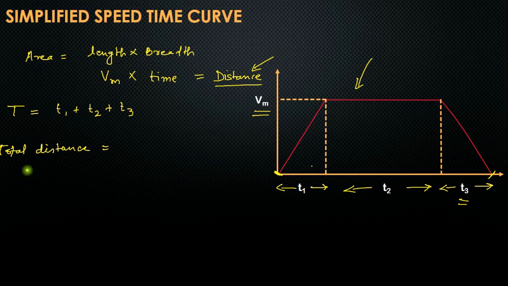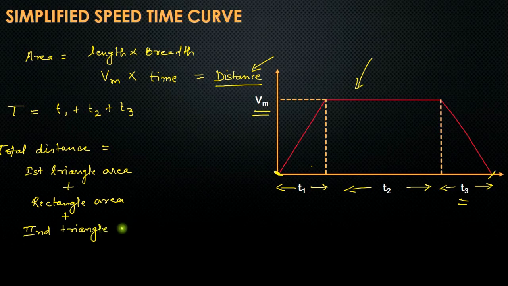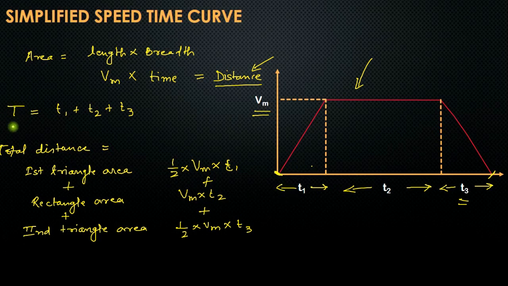The total distance would be the area of the first triangle plus the rectangle area plus the second triangle area. The area of the first triangle would be half into the perpendicular, which is Vm, into the base, which is t1. The rectangle area will be breadth into height, which is Vm into t2, and the area of the last triangle would be half into Vm into t3. So we will sum them up to find the total distance traveled in the time interval T.